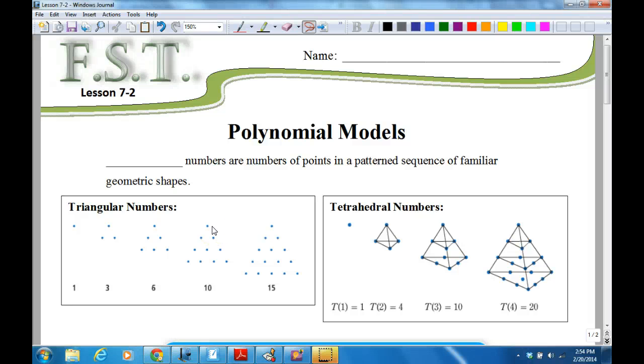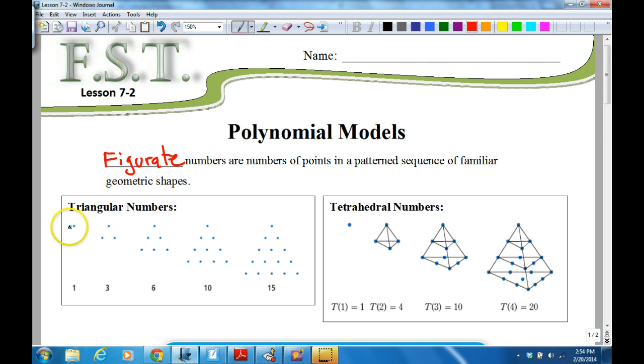All right, so polynomial models. We're looking at section 7.2. And the first word you need to write down here is figure it. Okay, figure it numbers are numbers of points in a pattern sequence of familiar geometric shapes.